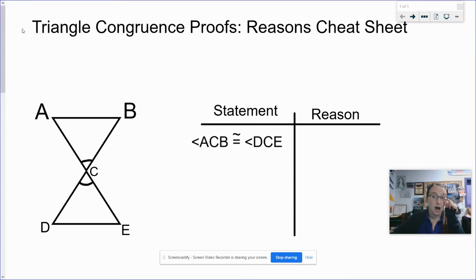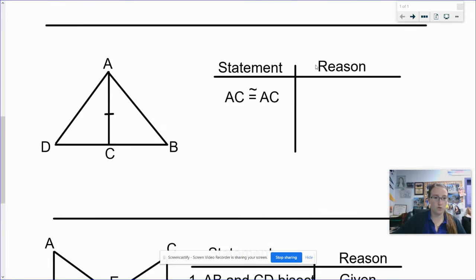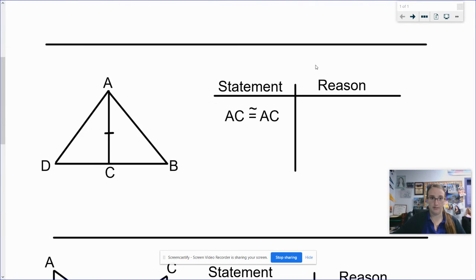So these are going to be some common reasons you are going to have when you're writing your proofs. We're just going to have a little cheat sheet that hopefully will help you identify, when you come across these situations, what the reason should be. So go ahead, have this on a separate piece of paper and copy down. We've got 4 different types of reasons we're going to be talking about.